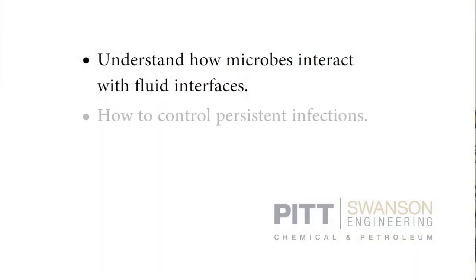The second aspect of my research focuses on how we can control persistent infections. In this case, we're using some physical-chemical factors, and it could be some electrochemical species, it could be electrochemical current, or even some nanostructures, nanoparticles, nanotubes in order to control persistent microbial infections.